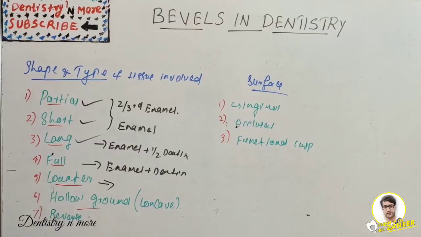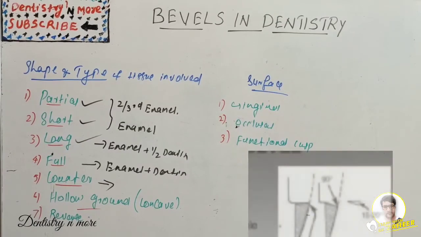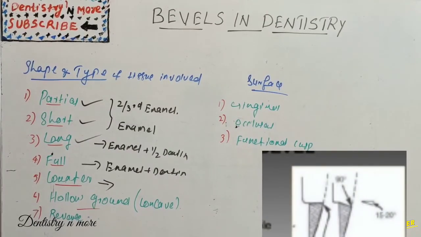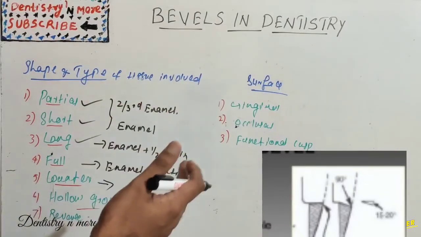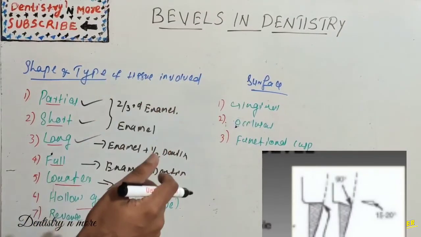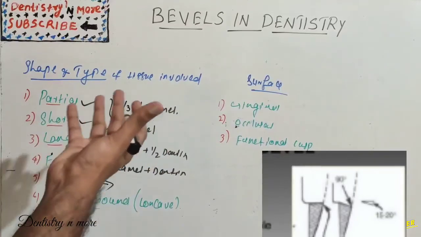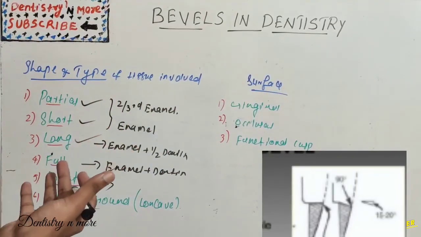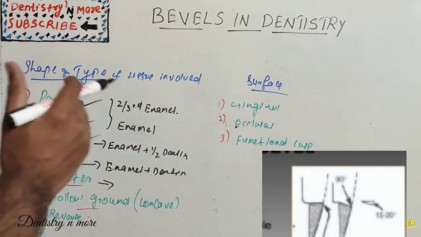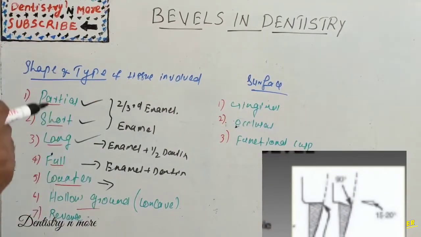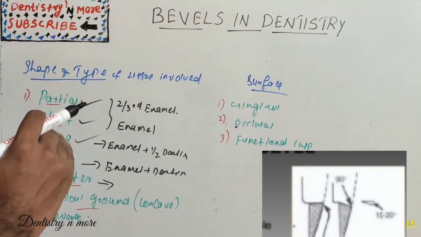Now the next classification is based on the surface it is being placed on. We'll start with the first one, that is gingival bevel. Weak enamel is removed. You can see the picture here. Bevel results in a 30 degree angle at the gingival margin, that is burnishable because of its angular design. So a lap sliding fit is produced at the gingival margin, which helps in improving the fit of the casting in this region.